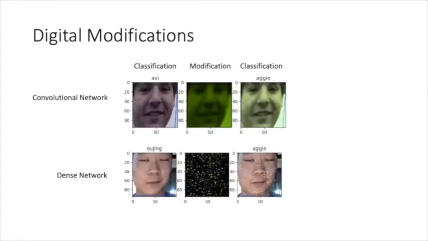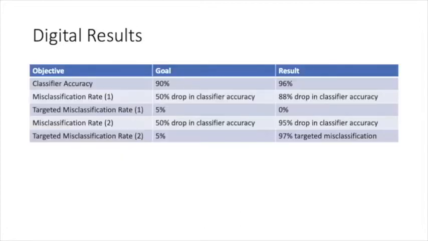Here are examples of digital modifications made by our networks. The convolutional network tends to apply a sort of colored filter to an image. The dense network tends to cover the image in colored dots. The convolutional network was able to achieve an 88% drop in classifier accuracy, which far exceeded our goal. However, it failed to achieve targeted misclassification at all. Our dense network was able to achieve a 95% drop in classifier accuracy and a targeted misclassification rate of 97%. This was an unexpected and happy success.